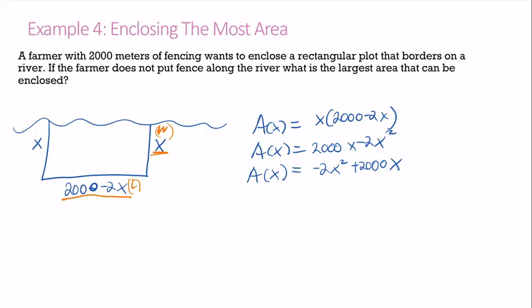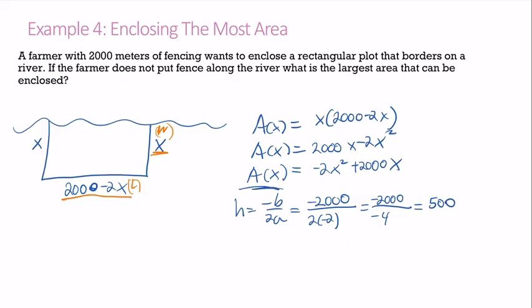And I can try and find the vertex. So h is negative b over 2a. So I have negative 2000 over 2 times negative 2. That's negative 2000 over negative 4. So my answer is going to be 500. And then I need to substitute that in. So I'm going to have to find my maximum area, which would be our A of x.